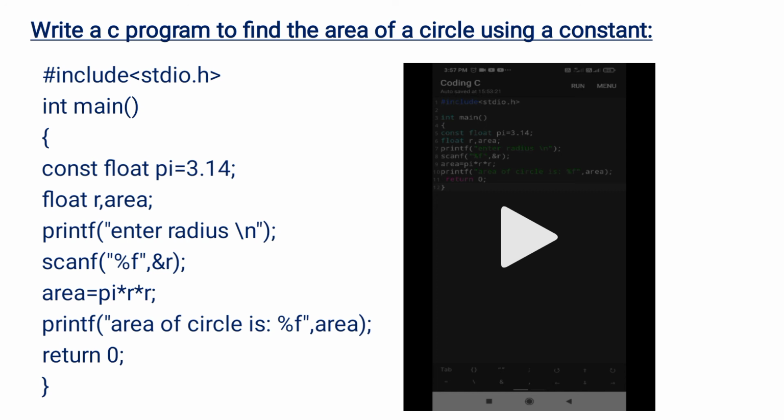Now I am going to click on this run menu. This is the output. It is asking Enter radius. I just entered 5 here, and then I pressed the enter button. Now it is showing the output: area of a circle is 78.50000. This is the value of the area of a circle. So in this way the program is compiled and the output is generated.